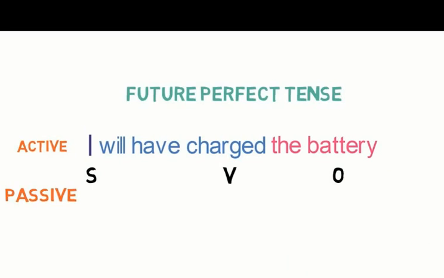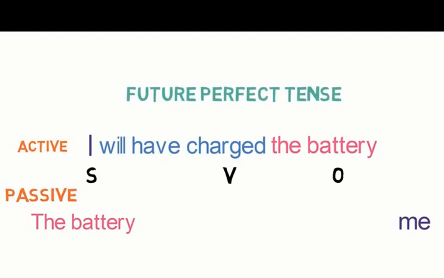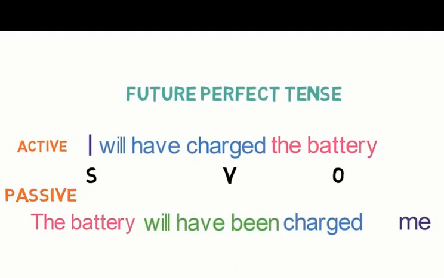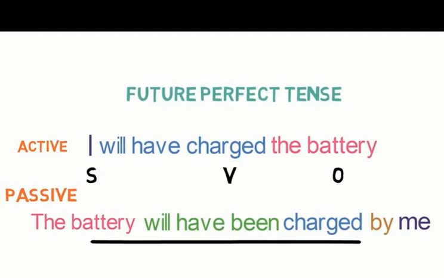So swap the position. The pronoun I changes to me, and the battery as object becomes the subject. Change the main verb into verb 3, that is the past participle, charged, and the helping verb will be will have been. Attach the preposition by before the subject me. So the final sentence in passive voice is, the battery will have been charged by me.